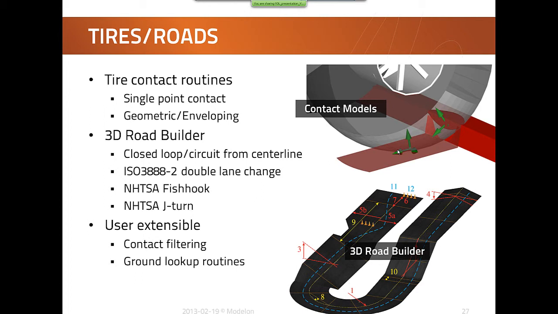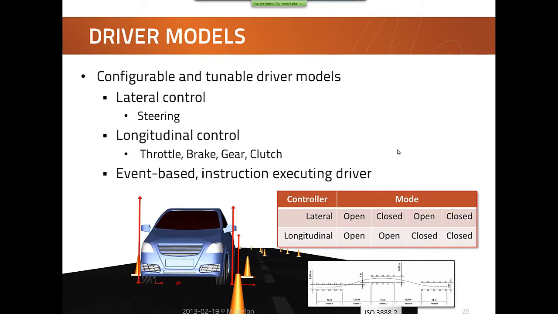To facilitate building 3D roads, there's a 3D road builder, which allows you to build closed loops and circuits from a center line. There are also some canned events, such as the ISO 3888 double lane change maneuver, the NHTSA fishhook and NHTSA J-turn. These too are user extensible, so you can develop your own contact filtering model. You can also implement your own ground lookup routines, for example, if you wanted to use 3D track data or laser scan track data.